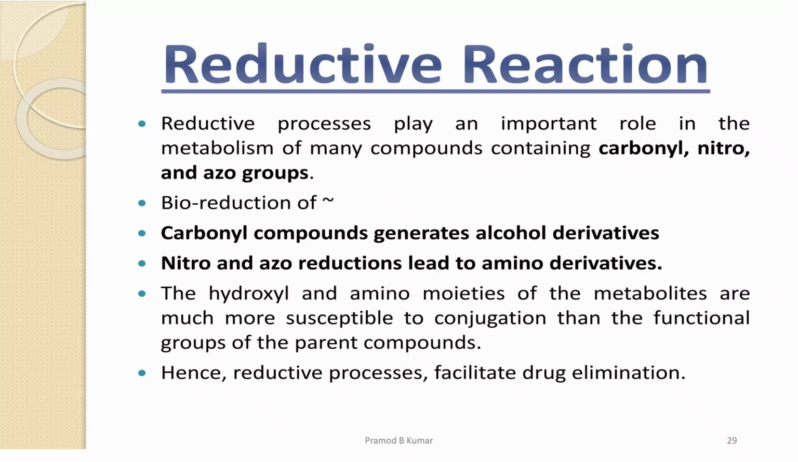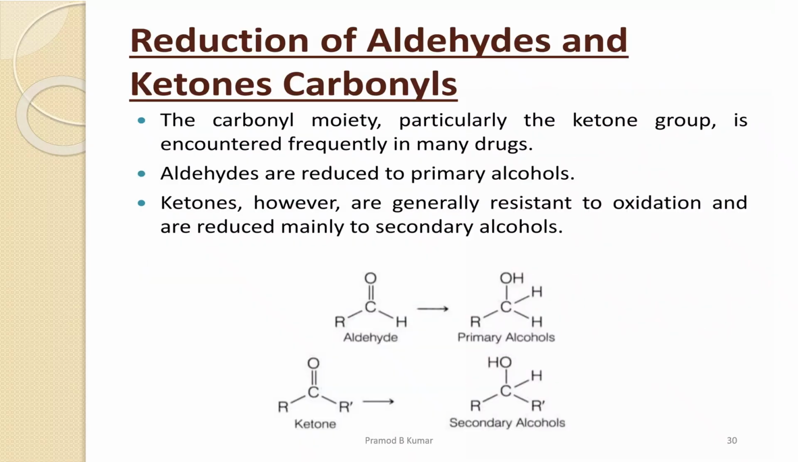The hydroxyl and amino moieties of these metabolites are much more susceptible to conjugation because they become more polar, and they can conjugate with various conjugating agents like glucuronic acid, sulfates, acetates, and they can be eliminated from the body. So these are the various things.